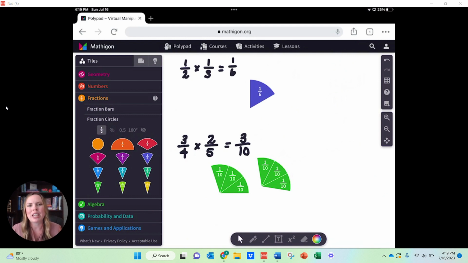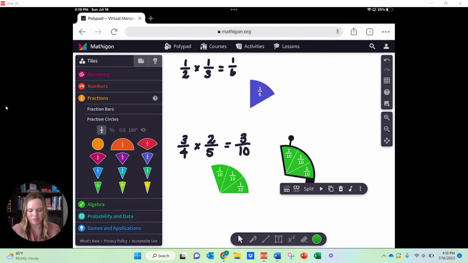Now, the rules of multiplication are that you multiply straight across, okay? So 1 times 1 is 1, 2 times 3 is 6. That's where that 1/6 comes from. And then you have the other one: 3 times 2 is 6, 4 times 5 is 20. And that's what we had originally, that 6/20ths, which of course reduces down to the 3/10.